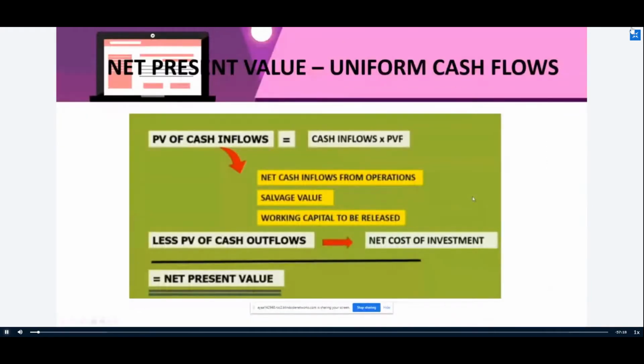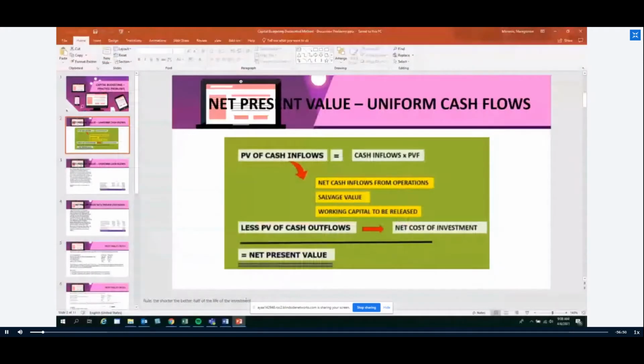Let's start with the net present value. The formula to get your net present value is the present value of cash inflows less the present value of cash outflows. Last time we also discussed that the present value of cash outflow is actually your net investment. Let me explain that to you in detail.